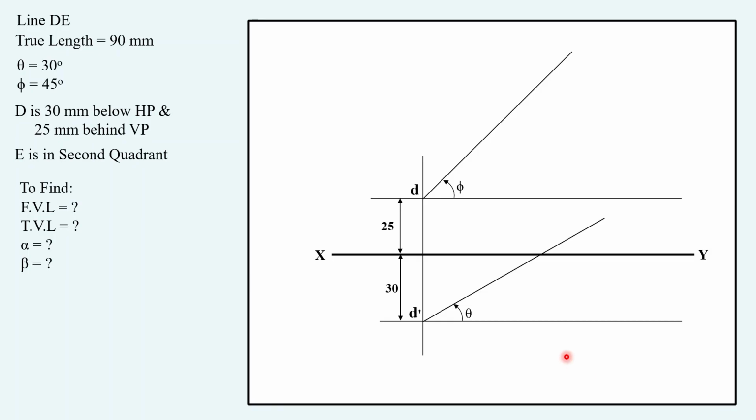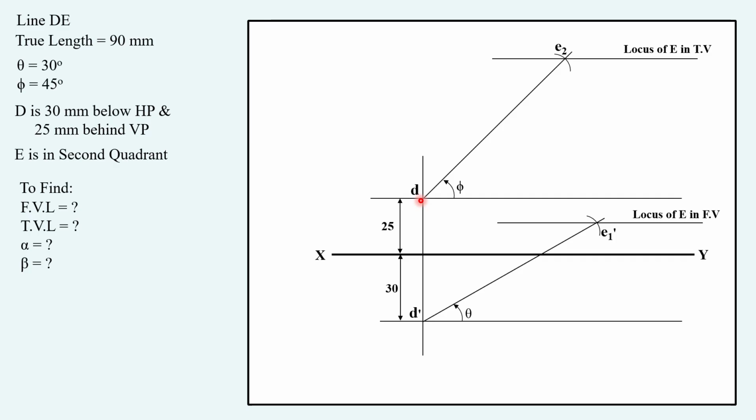Now, taking the true length 90 mm in the compass, keeping compass on D dash, cutting one arc here, then keeping compass on D, cutting another arc. We have taken the true length, so we get the locus. This is the first locus, that is locus of E in front view with the corresponding name E1 dash, and this is the other locus here, locus of E in top view with corresponding name E2.